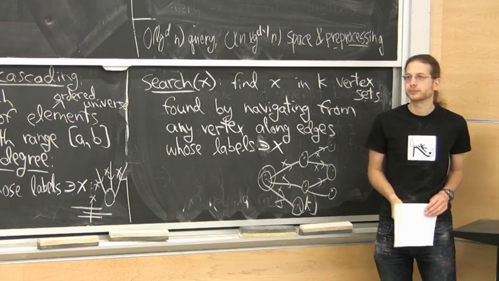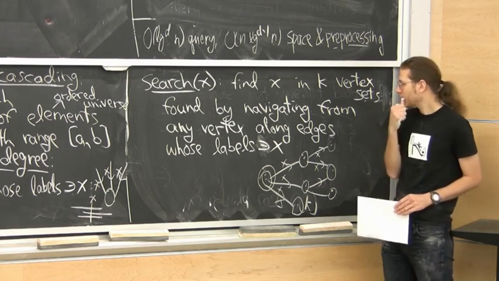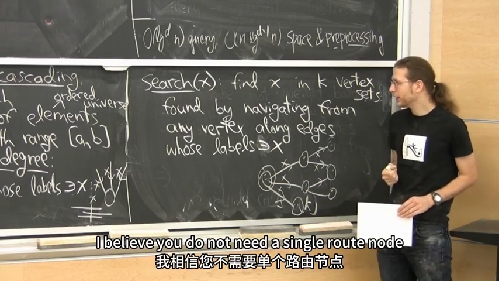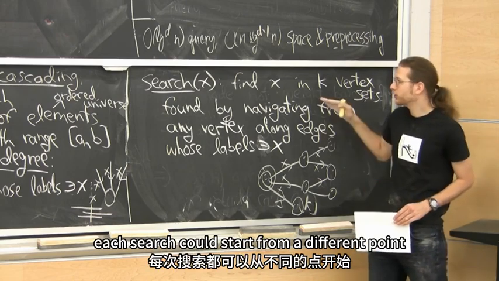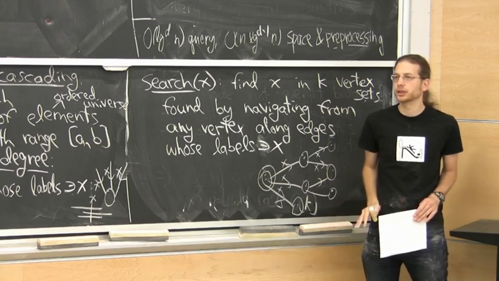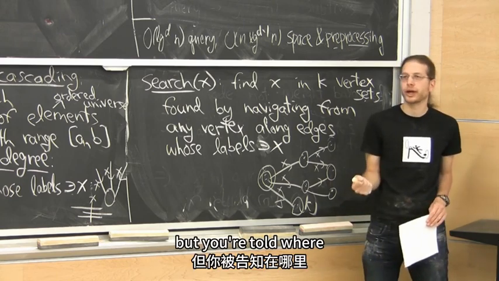Question? So is there generally some root node from which all queries start? I believe you do not need a single root node. Each search could start from a different point. Okay. But you're told where.